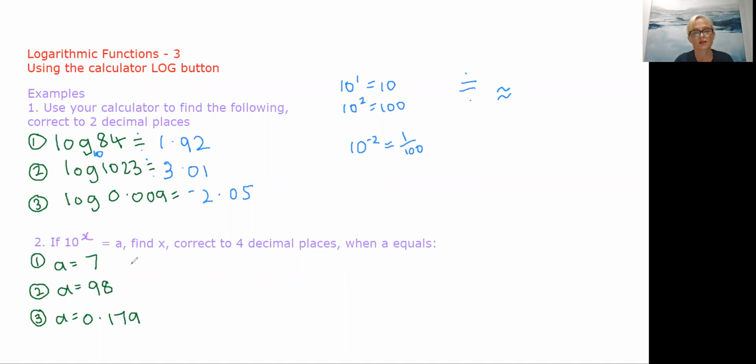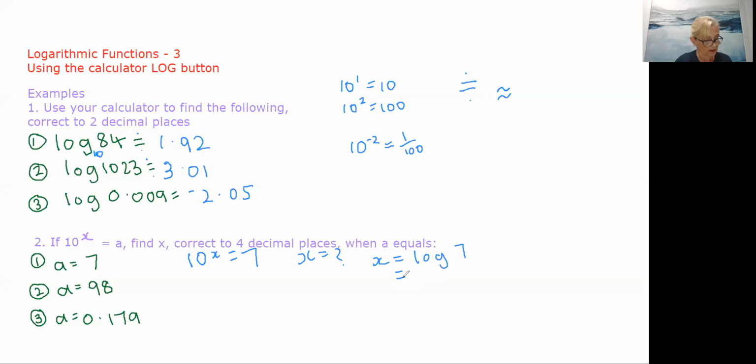Now, the next question is really doing exactly the same thing. It's just asking it in a different way. They're saying if 10 to the x is these numbers, find x. So for the first one, what we're saying is 10 to the x is 7. What is x? Well, remember what I said about logs? The log is the index. X is going to be log of 7 to base 10. And of course, we don't have to write the base 10. So we're just doing the same thing that we just did, really.